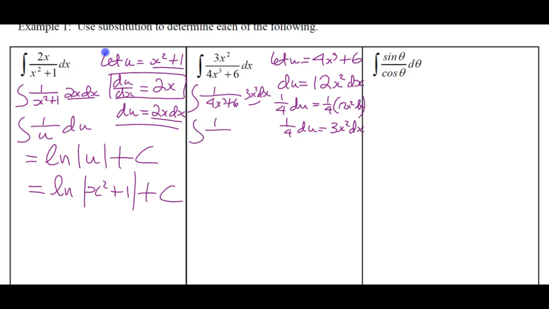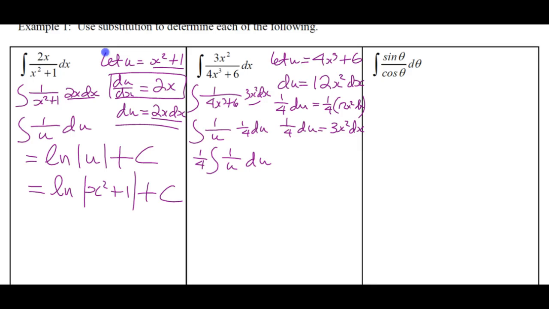We're going to replace this with a u. So I have the integral 1 over u, 1 quarter du. Make sure that makes sense to you. We got a 12x squared, but I don't want that, I want a 3x squared. So to get a 3x squared, you take a quarter of both sides. So I can replace 3x squared dx with 1 quarter du. I can replace the 4x cubed plus 6 with u, because that's what I started out by saying. The 1 quarter being a constant can come out front. So 1 quarter integral 1 over u du.